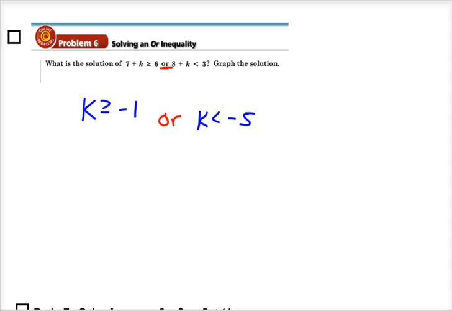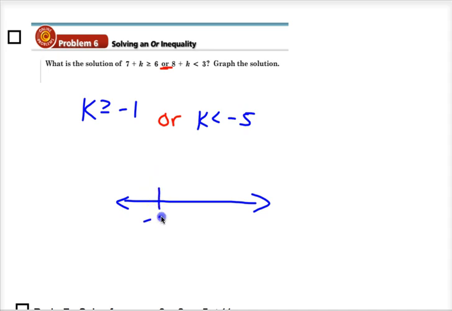So here, when it's "or," it doesn't have to fit both descriptions. Your answers can coexist. It's like if I said, when is H2O not a liquid? Well, when it's freezing, below 32 degrees Fahrenheit, or when it's boiling, when it's above 212 degrees Fahrenheit. So we're going to have two possibilities.